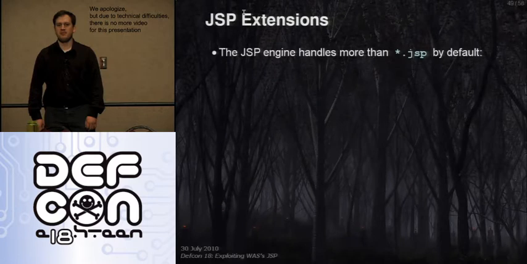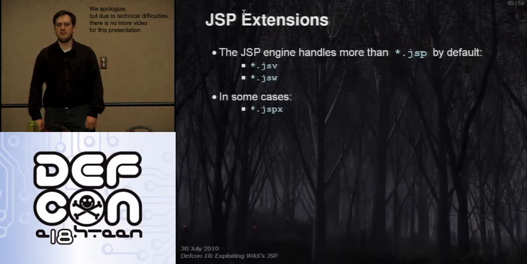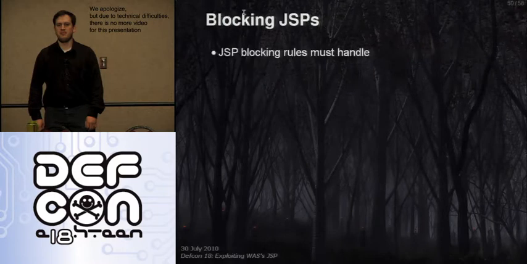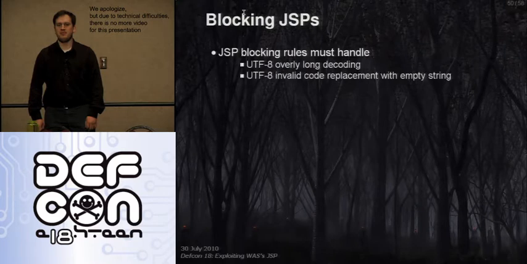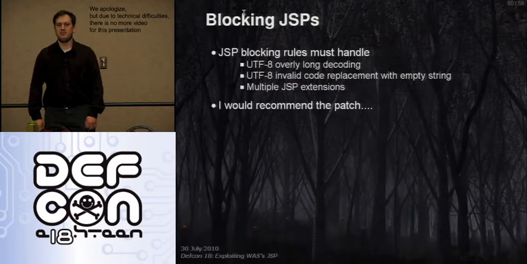The other thing you need to remember if you're going to try to block JSPs is that there's more than .JSP handled by default with WAS. Start.JSP, Start.JSW are also handled as JSPs, and in some cases also Start.JSPX, of course, if you're using newer versions. So if you're going to write JSP blocking rules, you need to use UTF-8 decoding all day long. Got to keep in mind the decoding of invalid ones, the replacement string, and of course the multiple JSP extensions. At which point I would really recommend applying the patch because this is not trivial to do.